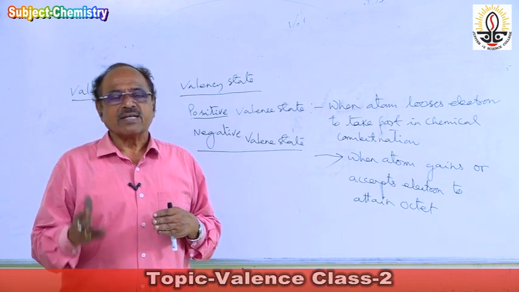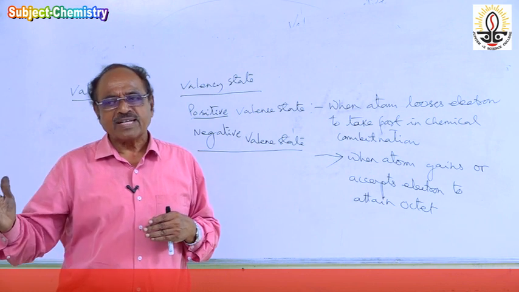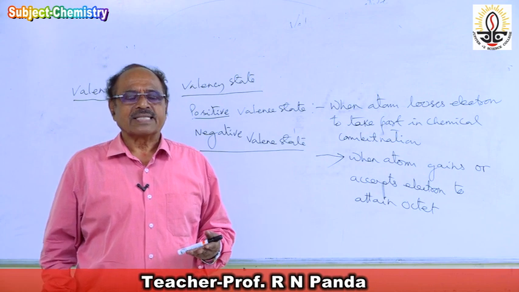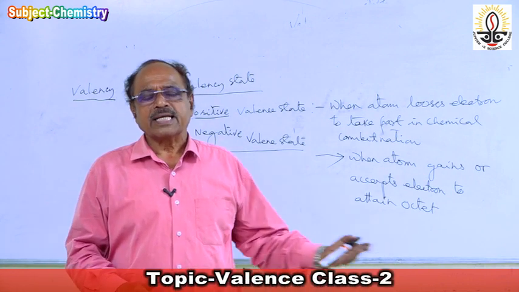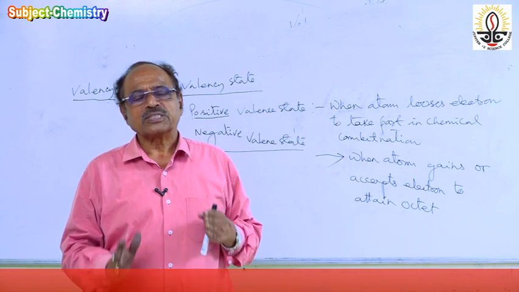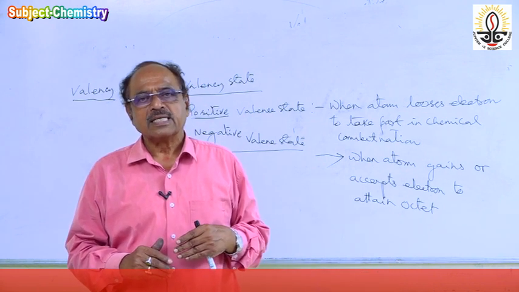Group 5 elements have 5 electrons, so they can lose 5 electrons, take part in chemical combination, and exhibit a positive valency. But they can also accept 3 electrons and take part in chemical combination, and then they exhibit a negative valency. So they will have a positive valency state and a negative valency state.